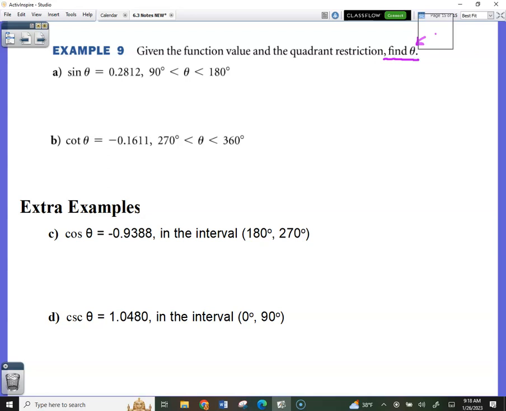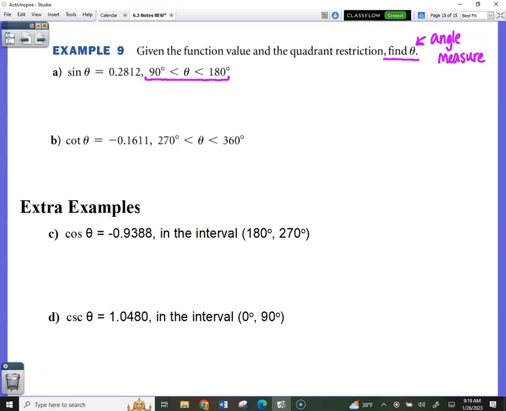What does theta represent? An angle measure. Now you have to think to yourself, that means my answer needs to be an angle, not some decimal less than 1, right? You know what I mean? Okay. So look at what they say. A is sine of theta is this decimal. And then look at this part right here.